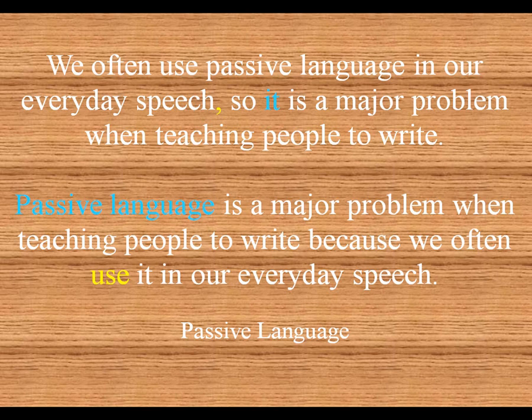And again, this is a very long and complex piece of passive language that I was asking you to deal with. But it also shows something very important about passive language, especially in long sentences, like the mistaken one up at the top. You start reading this. We often use passive language in our everyday speech, comma, so it's a major problem when teaching people to write. Why is that comma there?